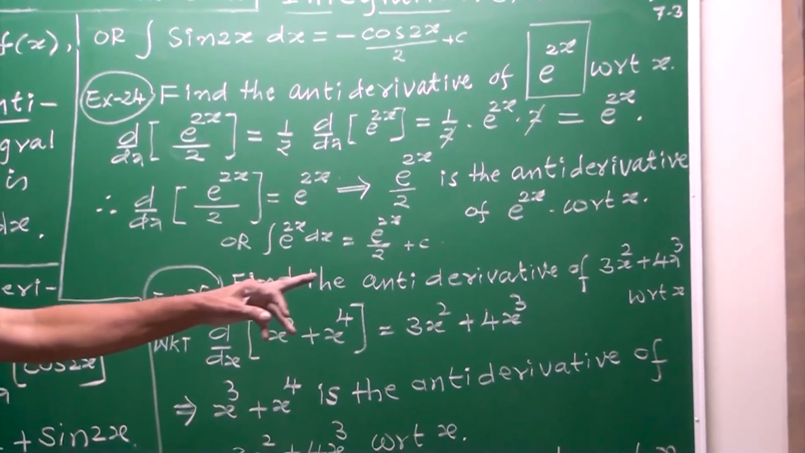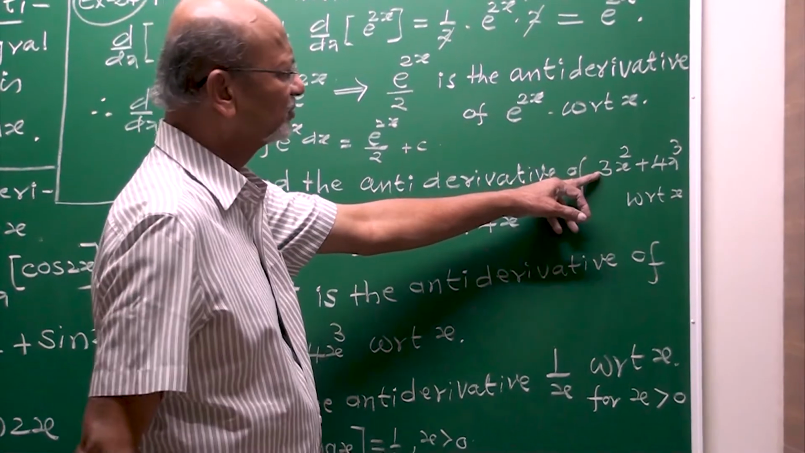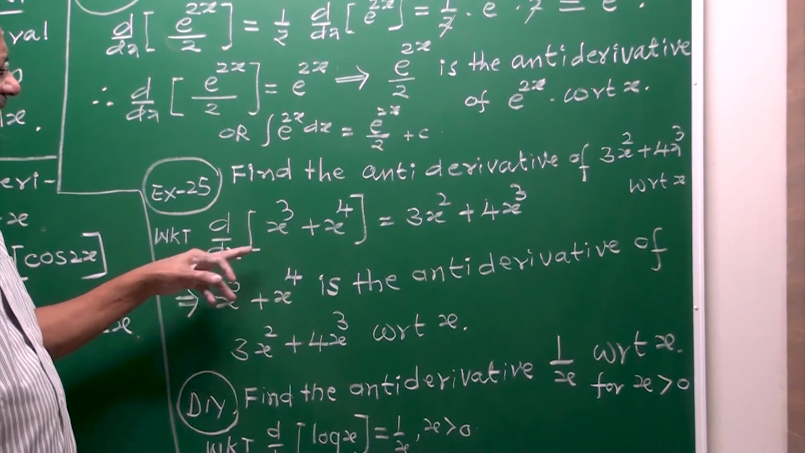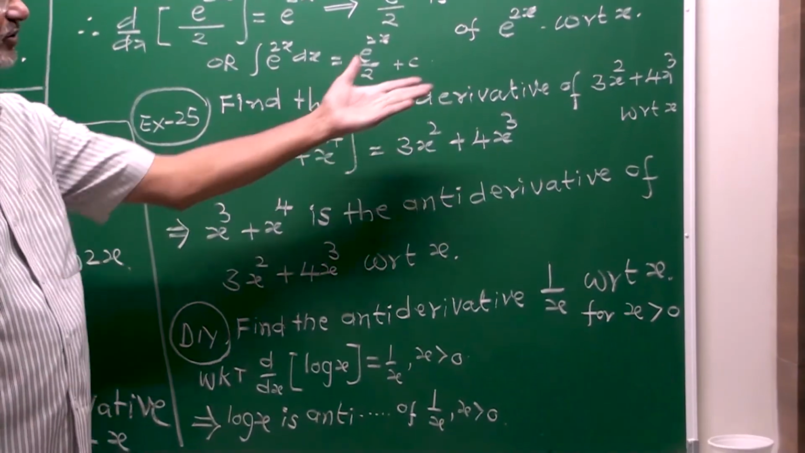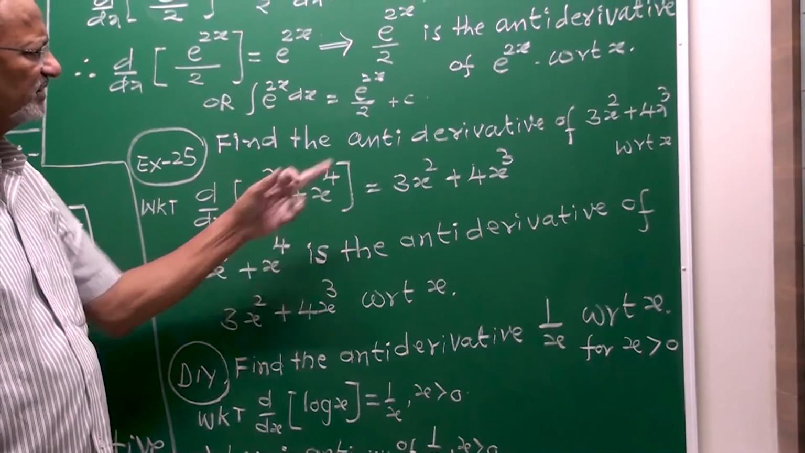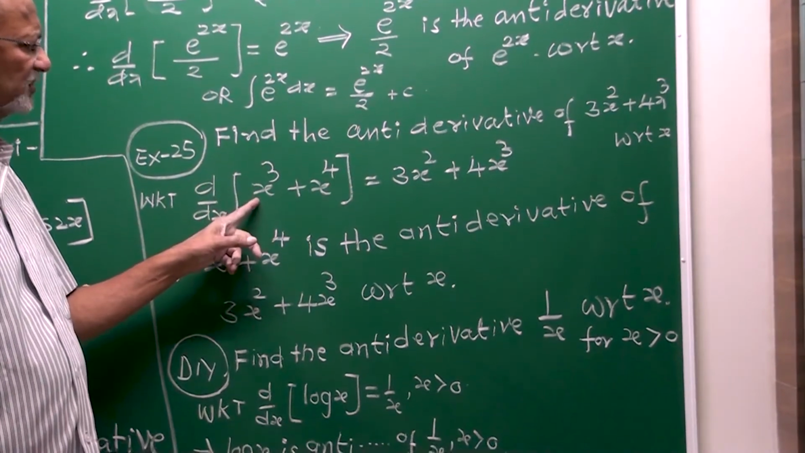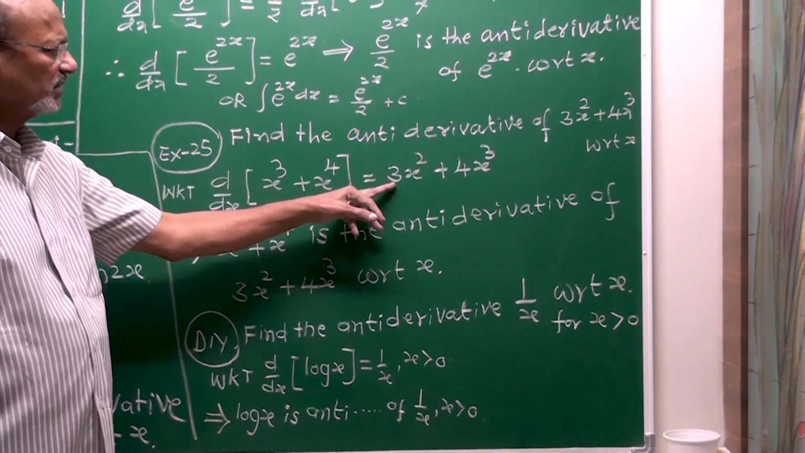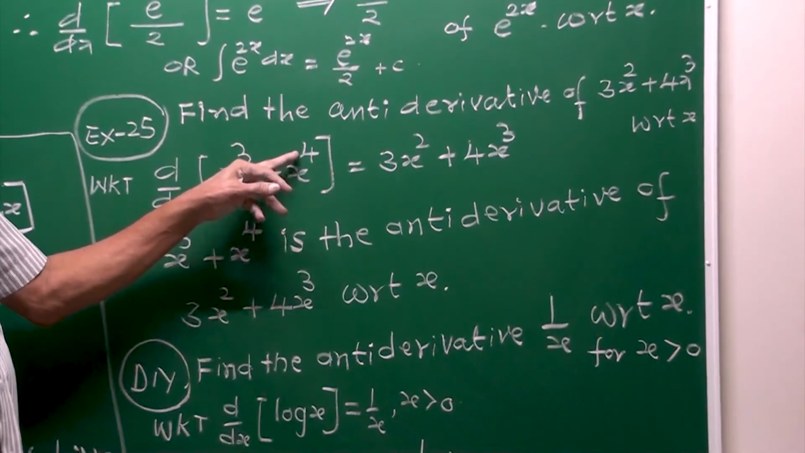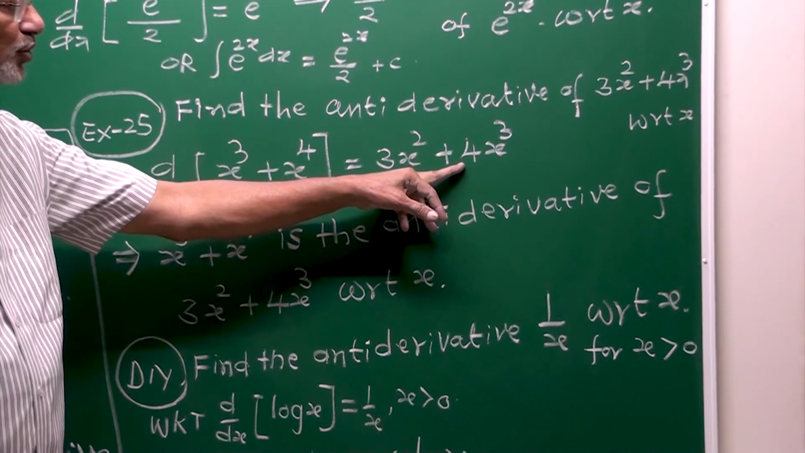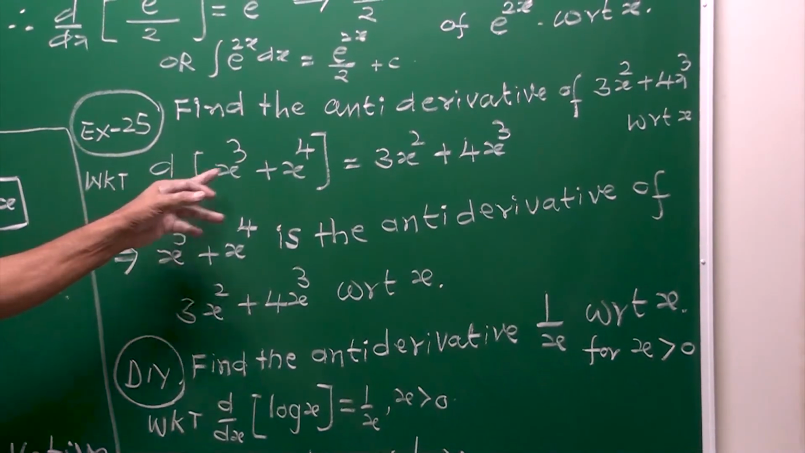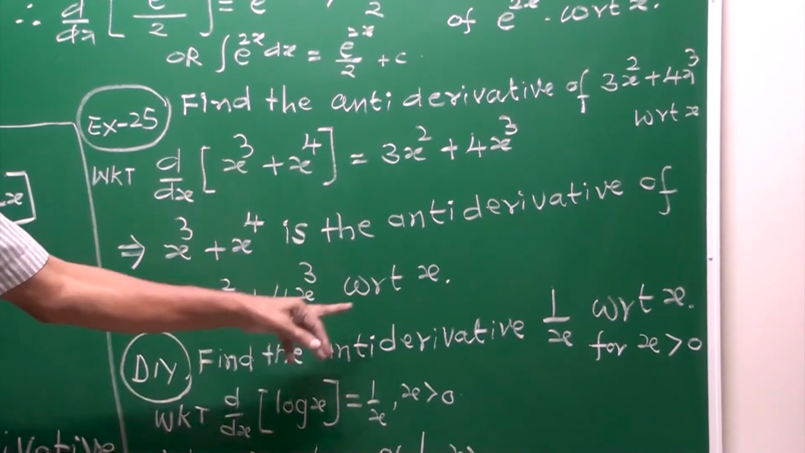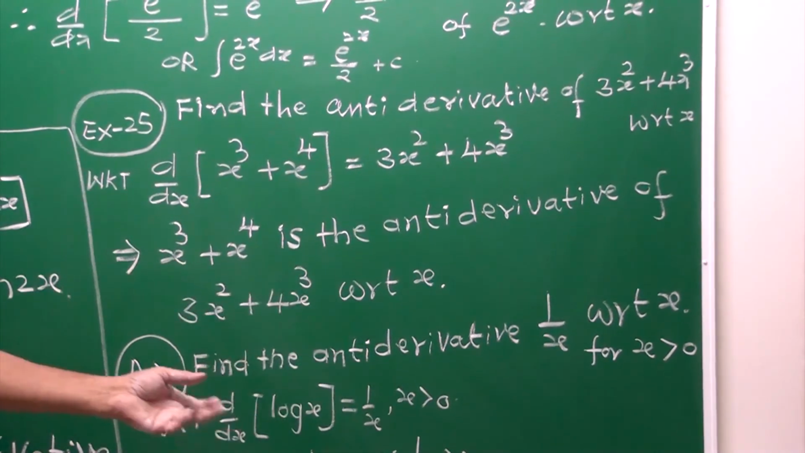Find the antiderivative of 3x squared plus 4x cubed with respect to x. We know that d by dx of x cubed, what is the derivative of x cubed? 3x squared. You have to start with its derivative. Take x cubed plus x to the power 4. Derivative of x cubed is 3x squared. Derivative of x to the power 4 is 4x cubed. Yes, this equal to this means that the bracket is the antiderivative of RHS with respect to x.